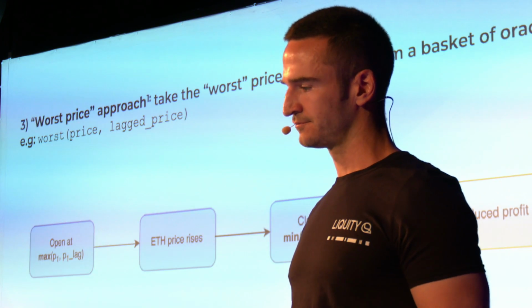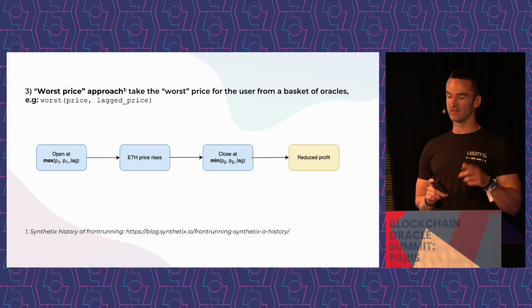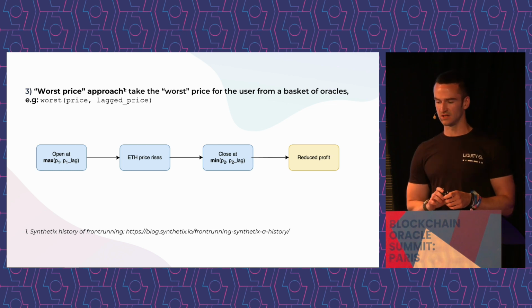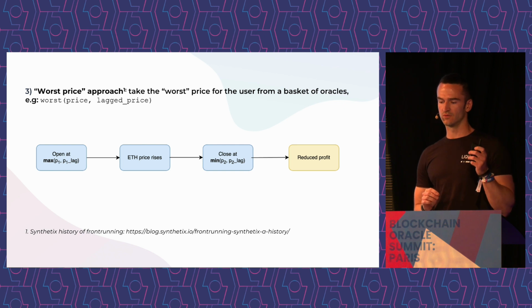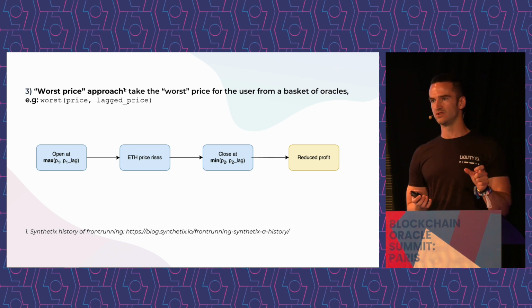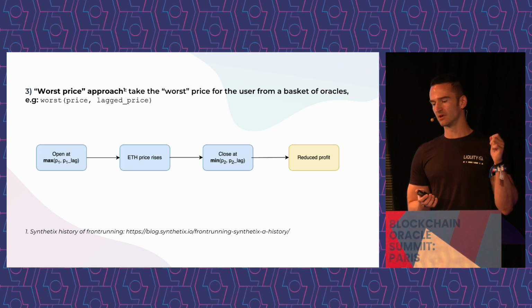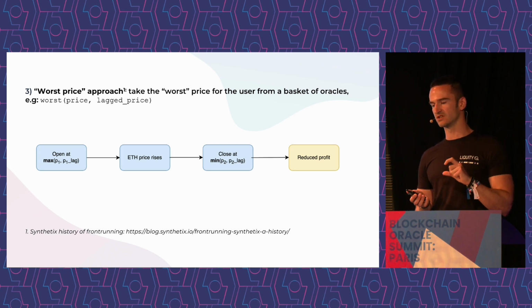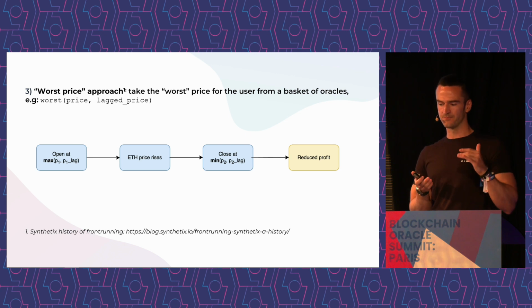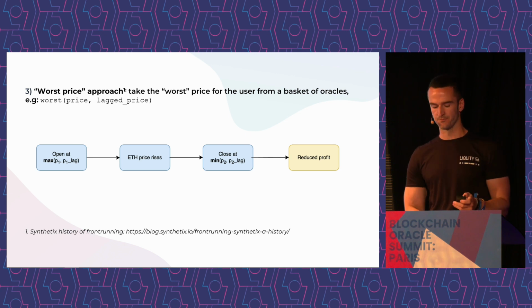We'd only do this when the system is healthy, though, because we actually need those positions to be opened when it's unhealthy. There's also this worst price approach, which Synthetix pioneered as well. I'd really encourage you to check out their blog post, History of Front Running, which covers a bunch of these approaches. With this approach, you have two oracle prices, a current price and a lagged price, and you take the worst one for each user operation. So you'd open a position using the maximum price and close positions with the minimum price. That creates an effective fee, and that reduces front-runner profits.